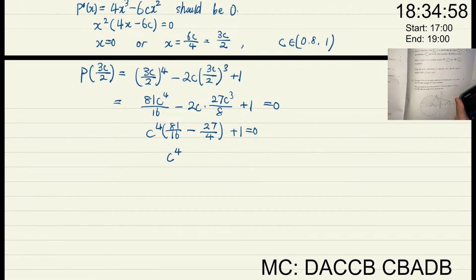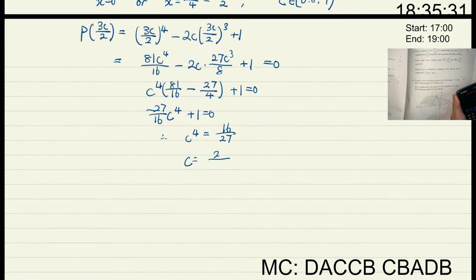Let's just make sure that I've got the calculator out for this. Minus 27 over 4 minus 27 over 16. So therefore, I'll move the c to the 4 to the other side. Honestly, it doesn't matter how you do it. It's going to be c to the 4 equals 16 over 27, and c equals 2 over the 4th root of 3 cubed.